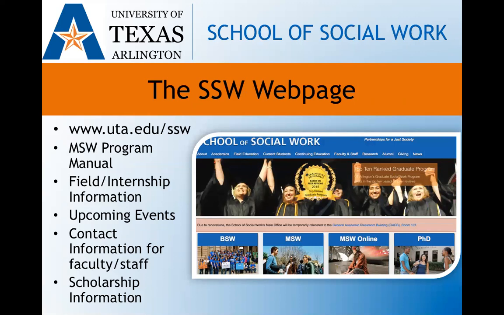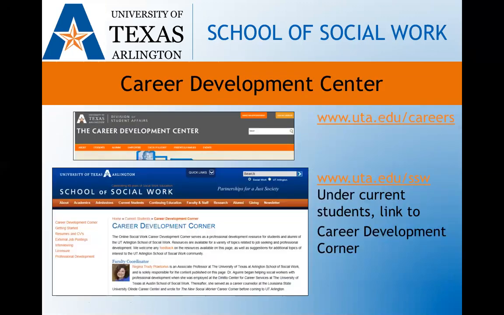The School of Social Work webpage should also hopefully already be familiar to you as well. This is where you can find information that's specific to our school, including information about our faculty, as well as information about field, resources and forms you may need, as well as updates on scholarship information and the MSW program manual. We have a career development center within our School of Social Work homepage that provides tips specifically for social work students and developing your resumes.